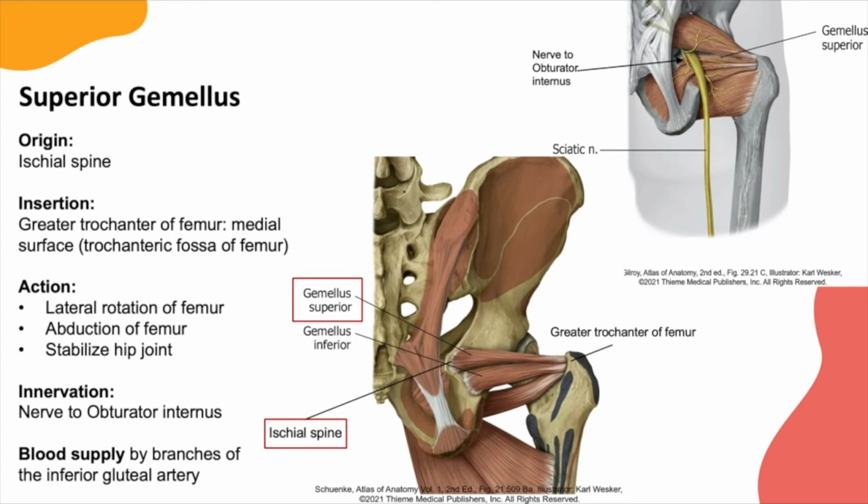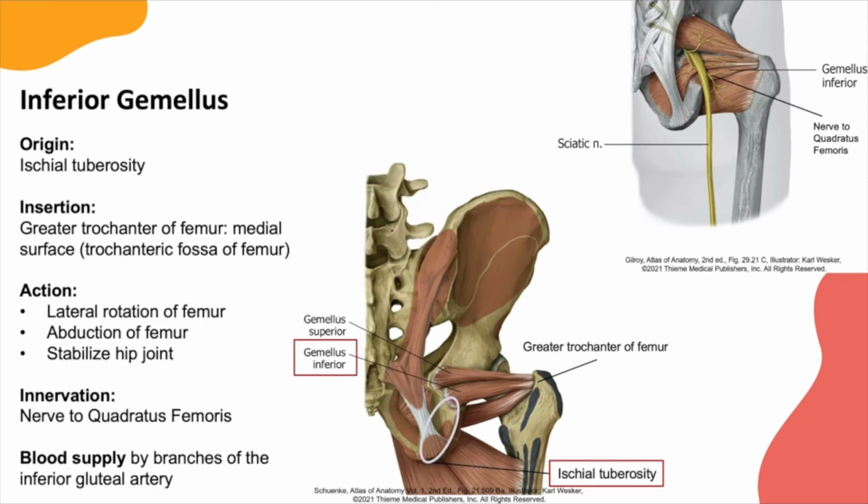Superior gemellus originates on the ischial spine. It inserts on the greater trochanter of the femur on the medial surface. Its actions are the same as inferior gemellus, which are lateral rotation of the femur, abduction of the femur, and stabilizing the hip joint. It's innervated by the nerve to obturator internus, and the blood is supplied by branches of the inferior gluteal artery.